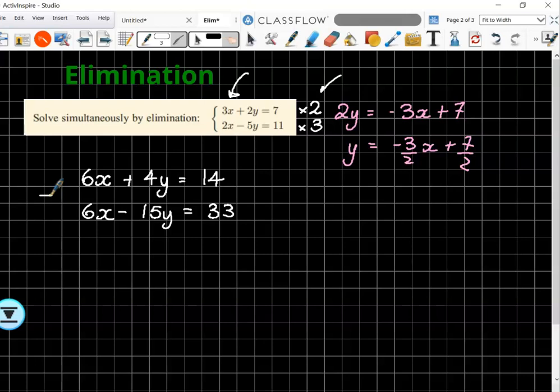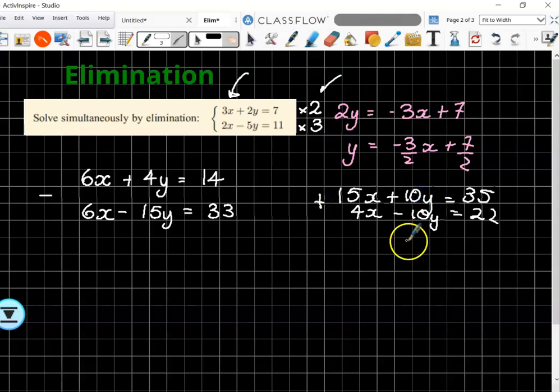Yeah, if instead of getting rid of the x's, we were getting rid of the y's, then we'd have to times by 5 and 2. So you'd have 15x plus 10y. What are we timesing by? 5, 35. Times that by 2. So we would have 4x take 10y equals 22. If you wanted to eliminate the y's, what would you have to do here? You wouldn't take then, would you? You would add, because 10y plus minus 10y is no y. They disappear. So it depends on the signs. If they're opposite signs, you add. If they're the same signs, you subtract.